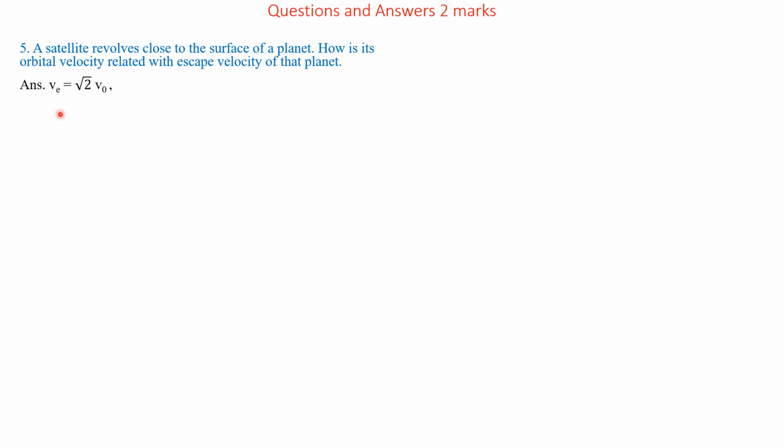Answer. VE, that is escape velocity, is equal to square root of 2 into V naught, where V naught is the orbital velocity. Therefore, VE is equal to square root of 2 into Gm by R, and V naught is equal to square root of Gm by R, where R is equal to capital R.